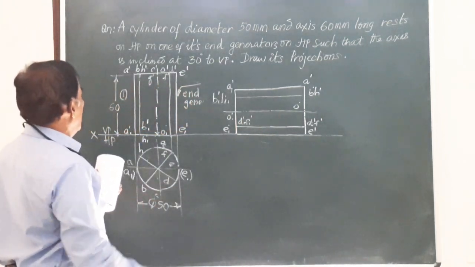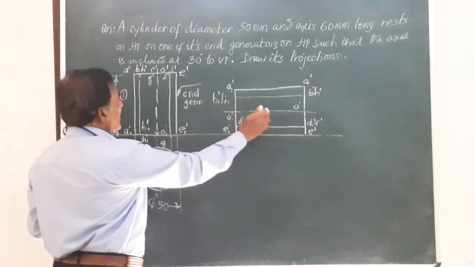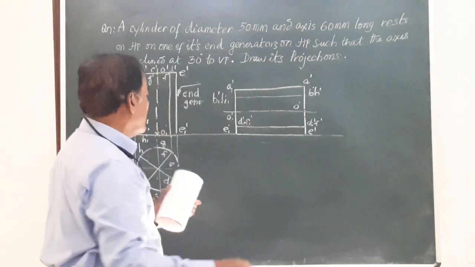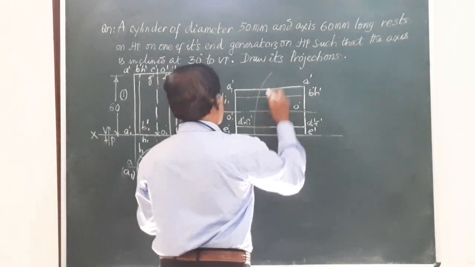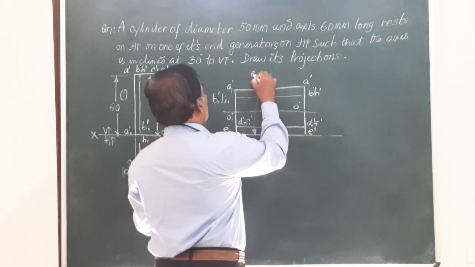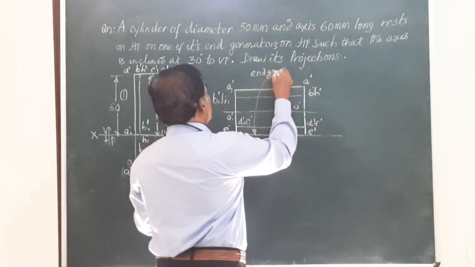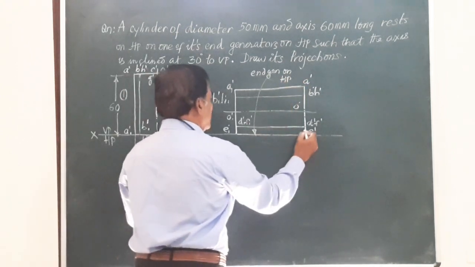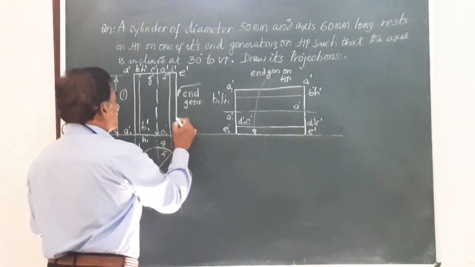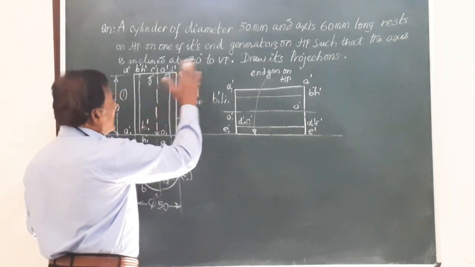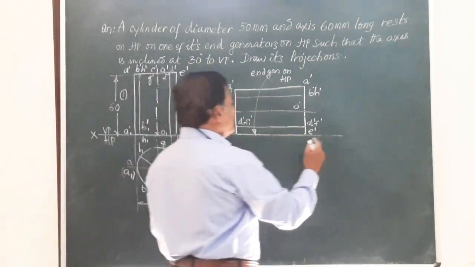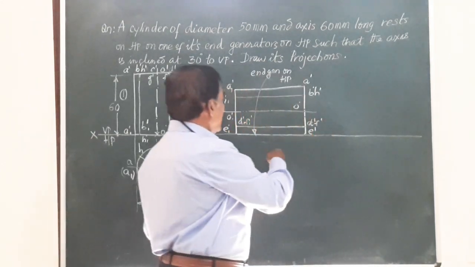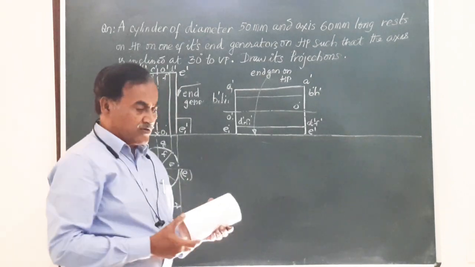Friends, you have seen, I have drawn this figure 1 again here such that one of the end generators of the solid, that is the cylinder, is resting on HP. So I can just mark here end generator on HP. That is this E dash E1 dash. And here this end generator was perpendicular. Now I have made that lie on the XY, that is the line of intersection of the vertical plane and the horizontal plane.